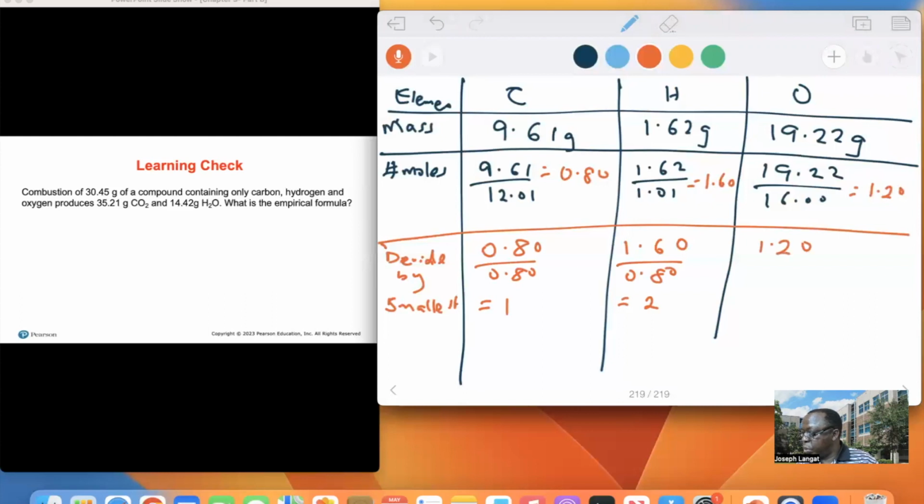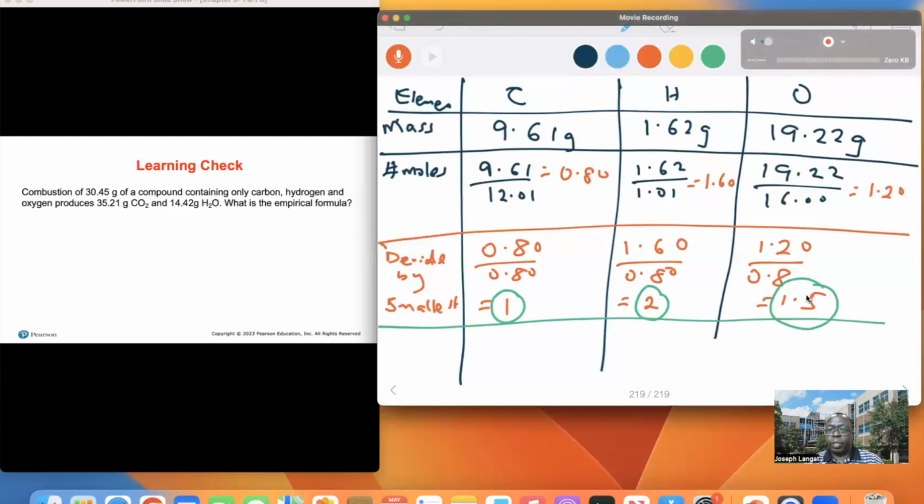1.20 divided by 0.8 equals 1.5. So if you look at the number of moles, we need to make it a whole number. And remember, the multiple for making a whole number: you need to multiply all sides by 2. You want to make this a whole number by 2.